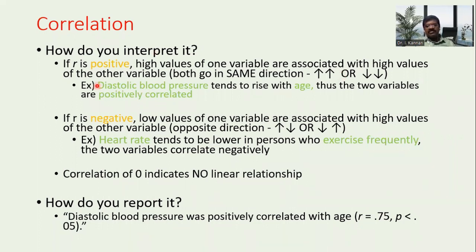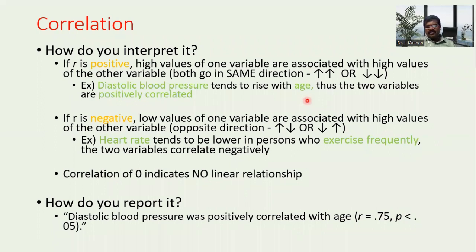On the other hand, for negative correlation, we give the example of heart rate. Heart rate tends to be lower in a person who exercises frequently. So the more the exercise, the lower the heart rate. So it is negatively correlated, and the correlation r value will be on the negative side. This is what we see in correlation statistics: whether both variables are in the same direction or in the opposite direction, and you can even prove that there is no correlation at all.